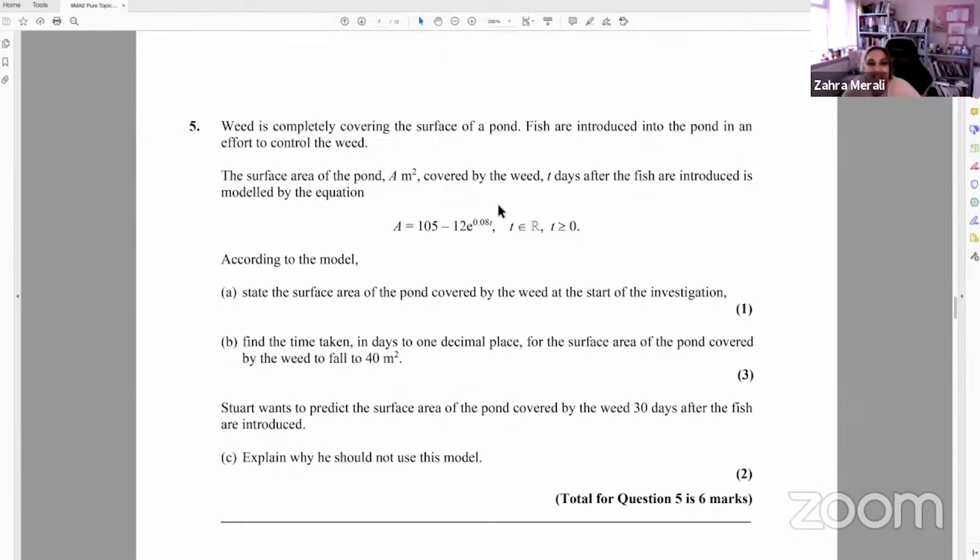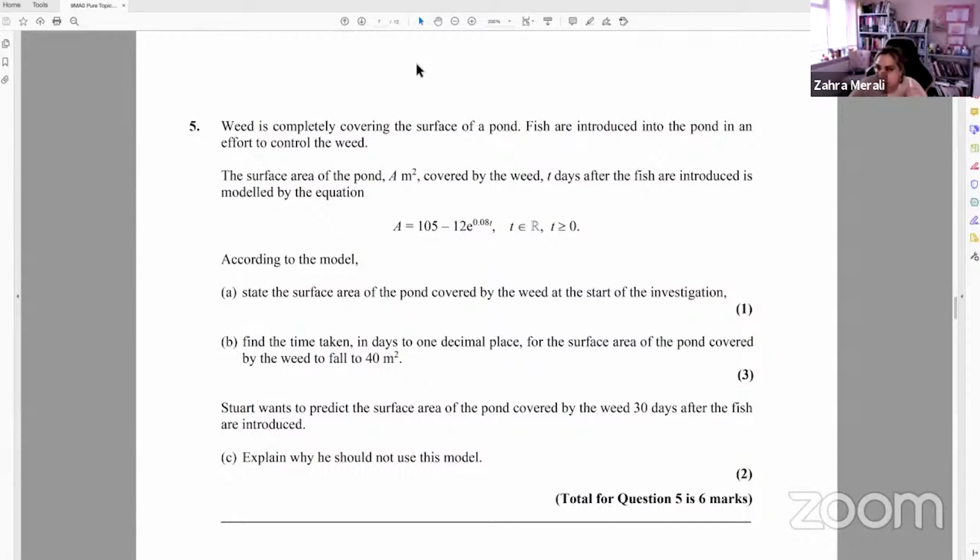Anyway, weed is completely covering the surface of a pond. Fish are introduced into the pond in an effort to control the weed. The surface area covering the pond t days after fish are introduced is modeled by this equation. State, so you see the word state, it's something easy. You shouldn't have to think about it too much, right?